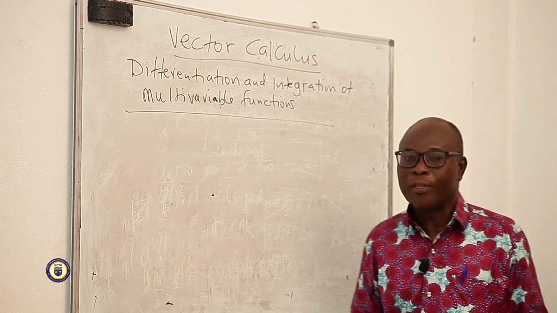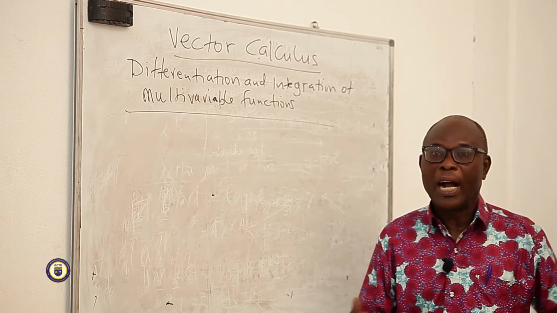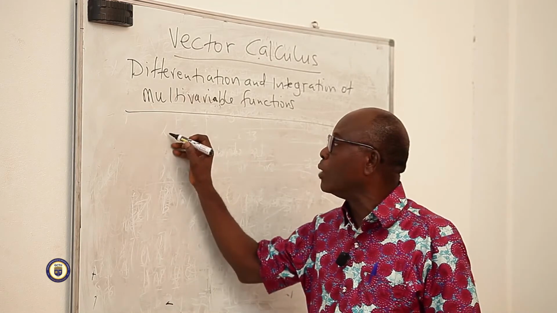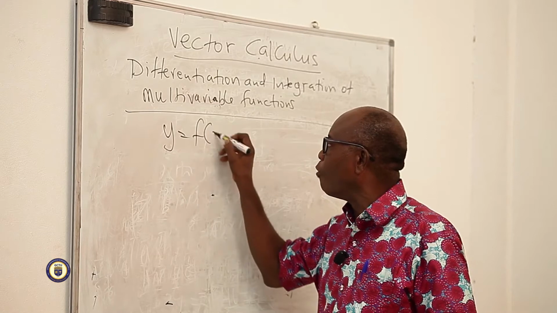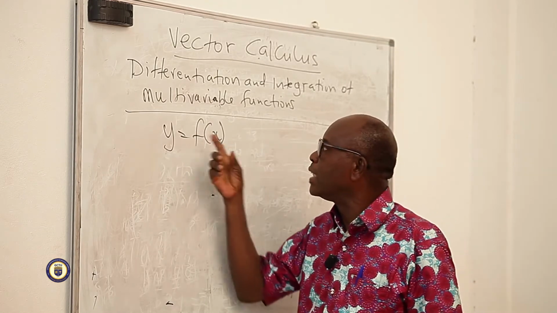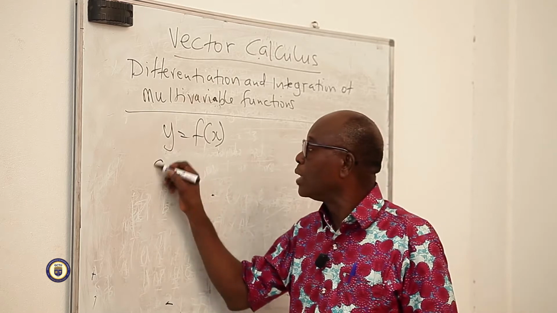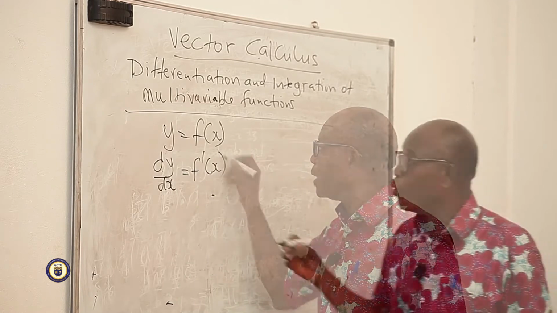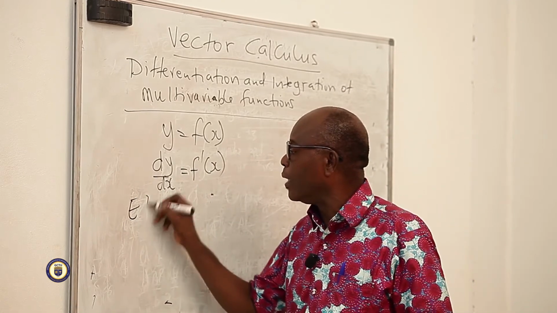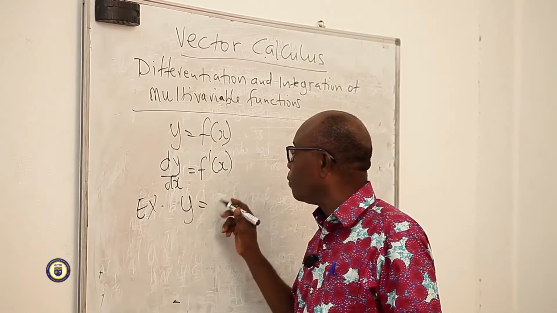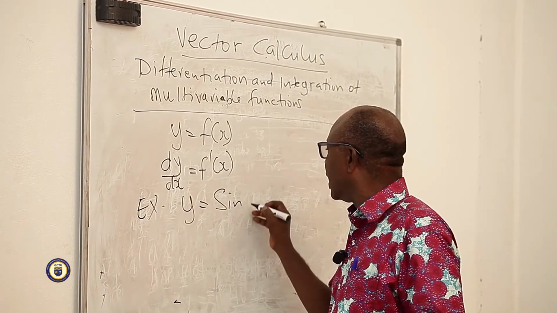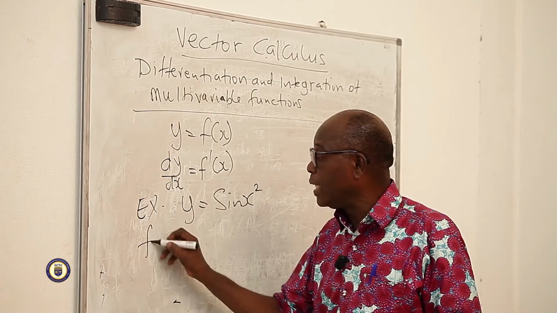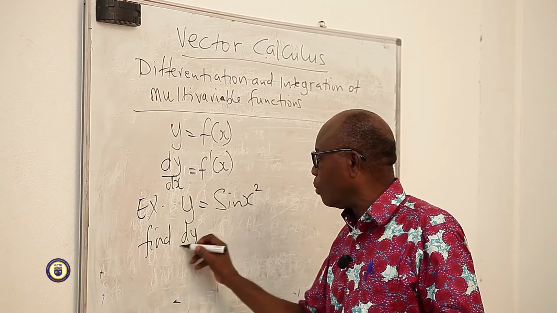And then with our earlier knowledge, where we have single variable functions, for example where y is a function of x, to differentiate this function, we use dy/dx, which is equal to f prime of x. For example, if you take an example of, let's say, y equals sin x squared, find dy/dx.